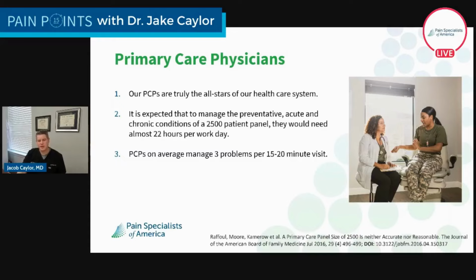PCPs on average manage 3 problems per 15 to 20 minute visit. And if you can imagine how little time we have with patients, managing those 3 problems, it's not just pain that they're dealing with. There's preventative medicine, there's heart disease, lung disease, diabetes, chronic conditions that need to be managed, acute conditions, respiratory illnesses. So in order to actually manage all these things, it's extremely challenging. So that's why pain and function really, us being able to pull our weight on that side of the ball is really, really important. Clearly, it's just not enough time. There's not enough time to be able to take care of patients for our primary care physicians.